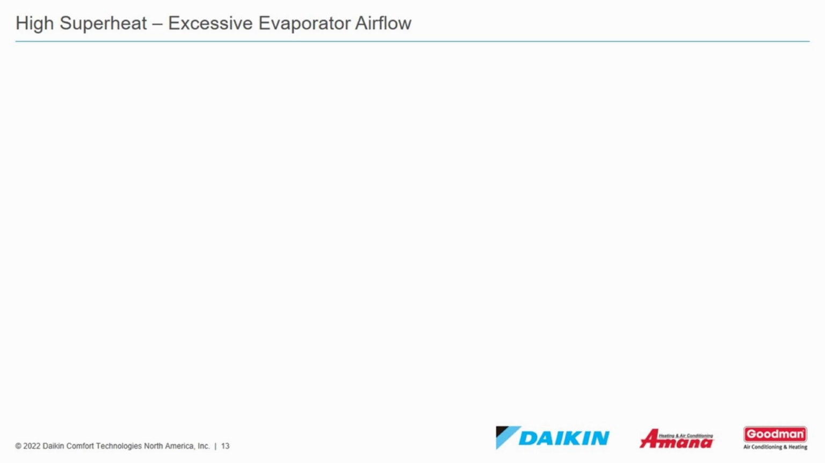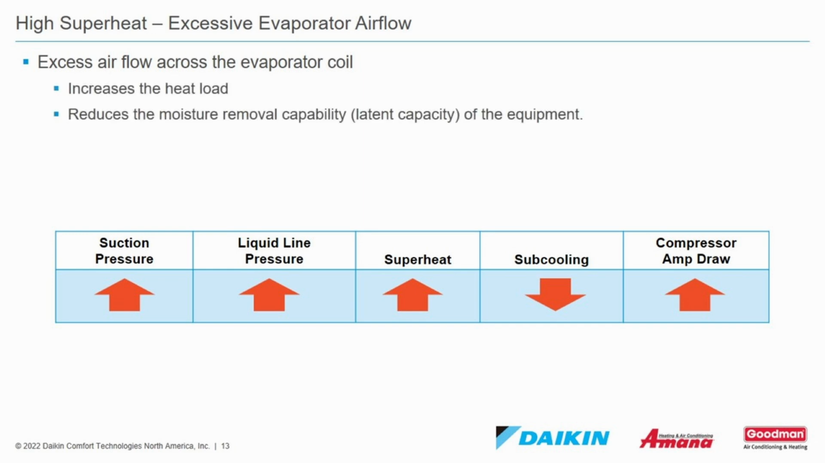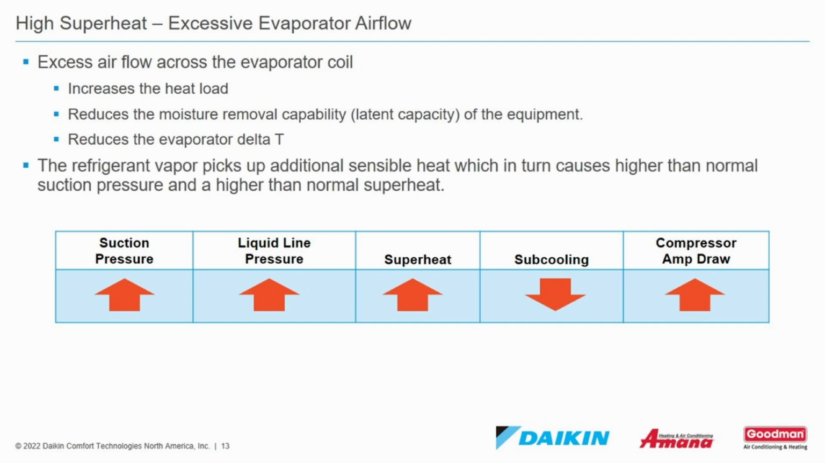High superheat from excessive evaporator airflow. Excessive airflow across the evaporator coil increases the heat load, reduces the moisture removal capability or latent capacity of the equipment, and reduces the evaporator delta T. The refrigerant vapor picks up additional sensible heat, which in turn causes a higher than normal suction pressure and a higher than normal superheat.